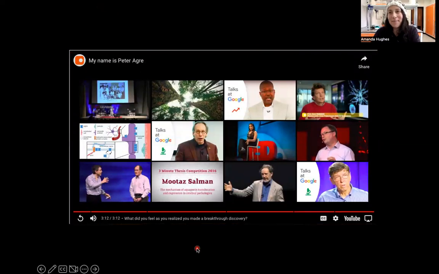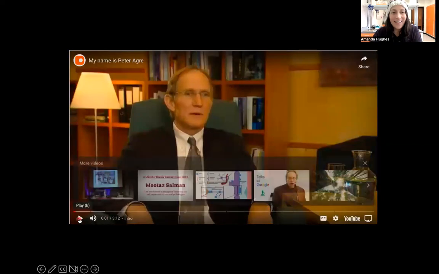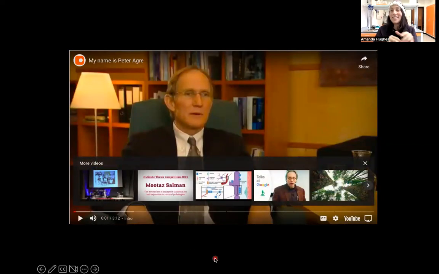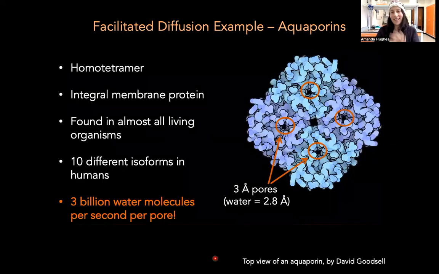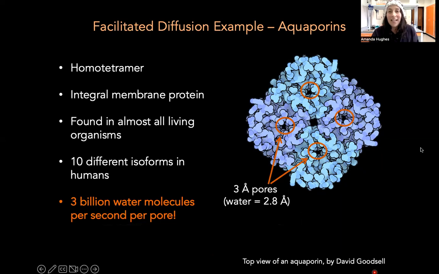All right, so that was Peter Agre himself talking about his discoveries and information about the history of discovering the aquaporins. All right, so let's look at the structure of an aquaporin. Again, they were researching red blood cells, and they're very porous, right? They can filter water, the flow of water very easily in red blood cells. And so this is what the structure of an aquaporin looks like.